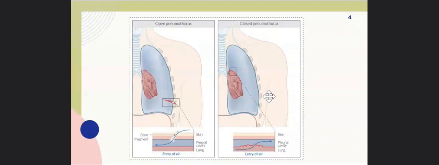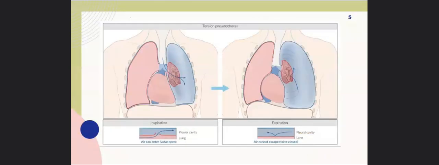So here we have the diagrams of the open and closed pneumothorax. You can see here the lesion is through the chest wall and the air can freely enter from outside into the pleural cavity. Here the chest wall remains intact, but when you inspire, the air can enter into the lung and through the lesion basically into the pleural cavity.